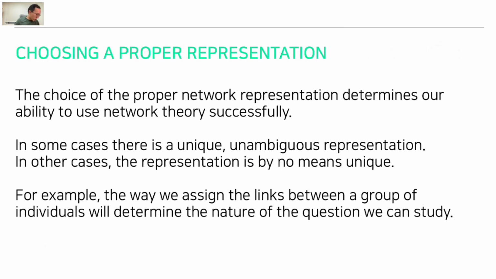So once again, the choice of the proper network representation is important for your success. In some cases, there is a unique and unambiguous representation. In other cases, the representation is by no means unique. So here is an example. The way we assign the links between a group of individuals will determine the nature of the question we can study. So do you think this is appropriate or not?